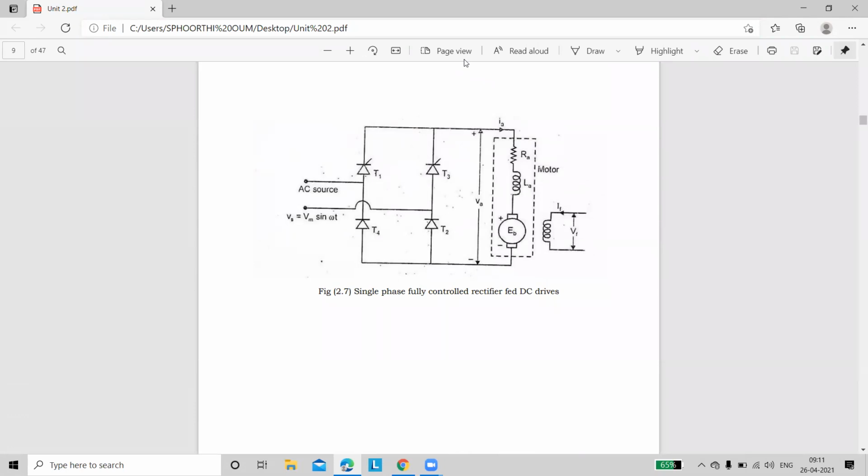Now see the circuit carefully and tell me the current flowing paths for this rectifier. Anyone? If you are not able to do this, I will explain. What is the path for this? Shall I explain, or will anyone respond?